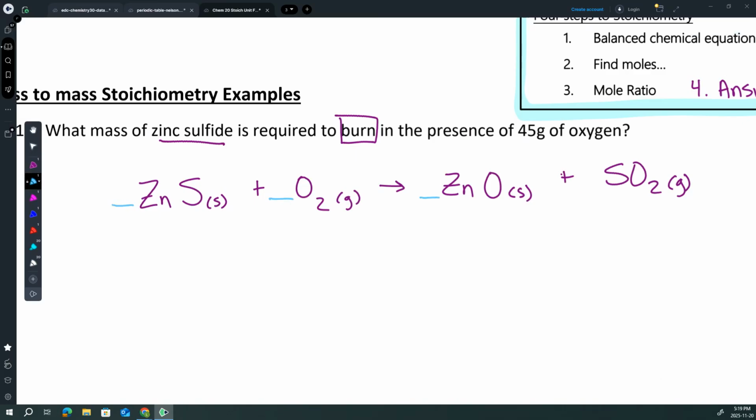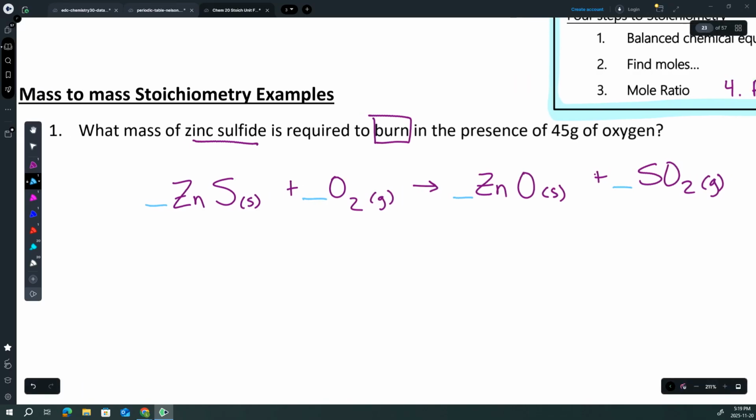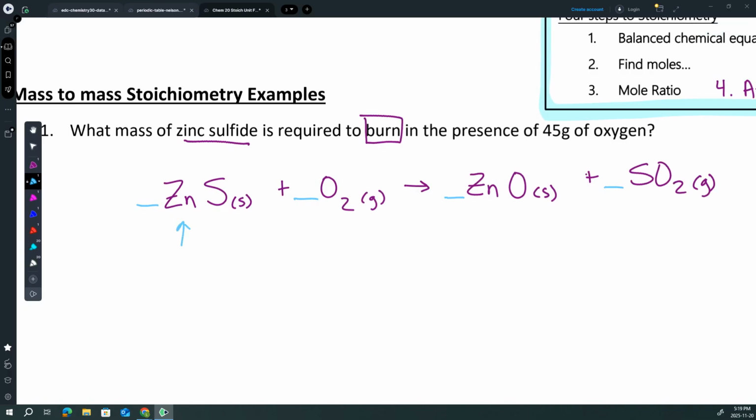So we've got our skeleton equation so far. Let's make sure that it's balanced here. We have 1 zinc going in, 1 zinc coming out, so that's balanced. We have 1 sulfur going in, one coming out, that's balanced. But we have 2 oxygens going in and 3 oxygens in total coming out, because we have 1 from here and then 2 from sulfur dioxide. Sometimes with this, you've got to do a little bit of trial and error. So let's just see how this works out.